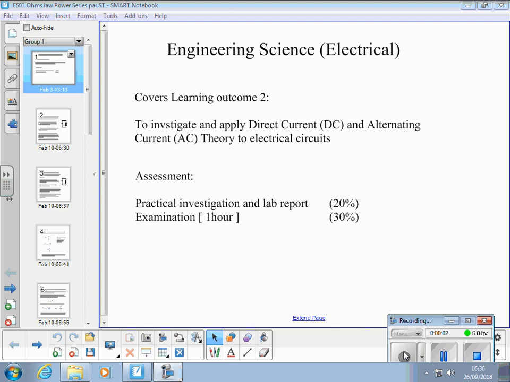Engineering science. This covers what I'm going to do. The electrical covers learning outcome 2. Learning outcomes to investigate and apply direct current DC and alternating current AC theory to electrical circuits.